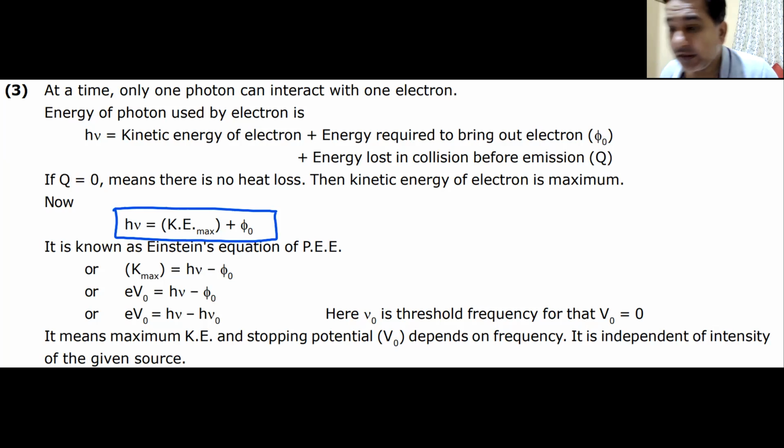One photon interacts with one electron. Do we understand the first line? Now, we all understand the law of conservation of energy. Energy cannot be created, energy cannot be destroyed. This photon has an energy. Let me call that energy E. This is the total energy this photon has.